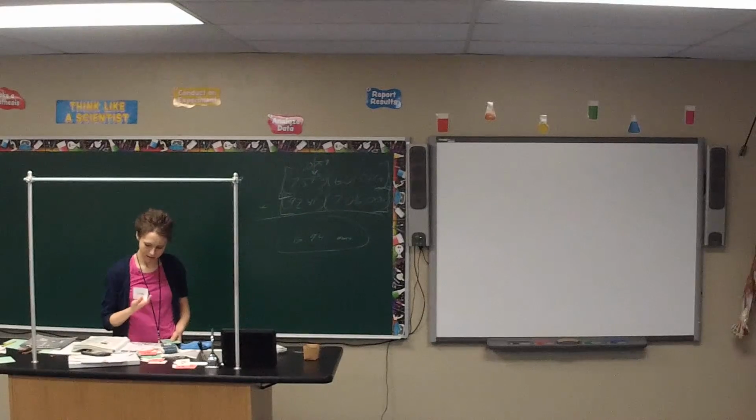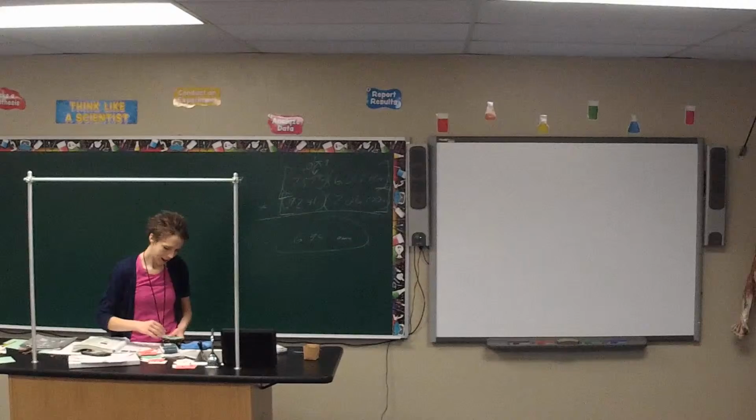Silver. Let's start with the symbol. It doesn't start with an S. Is it Ag? Ag. AU is gold. Four to go.